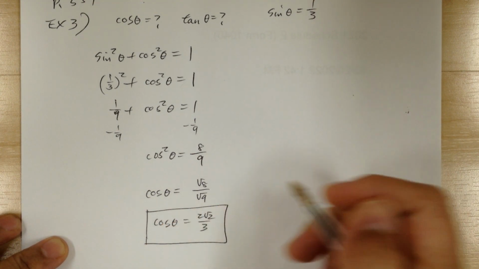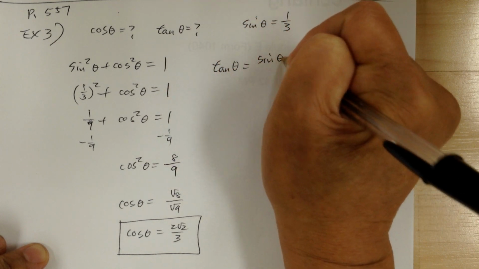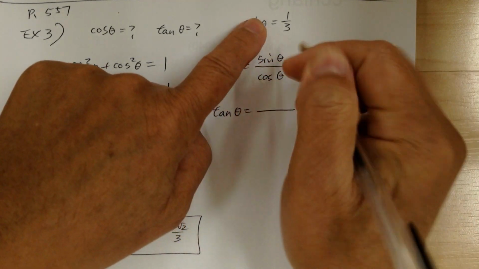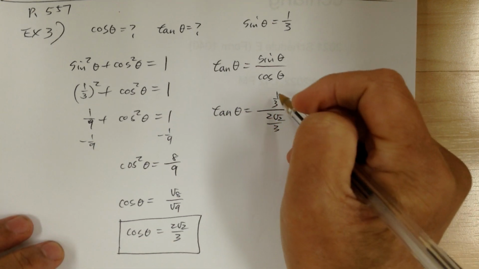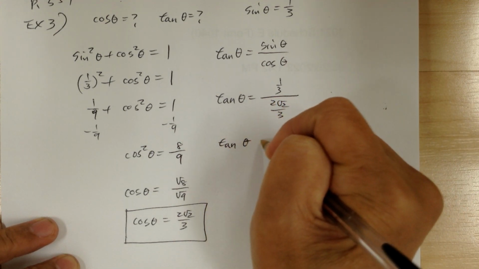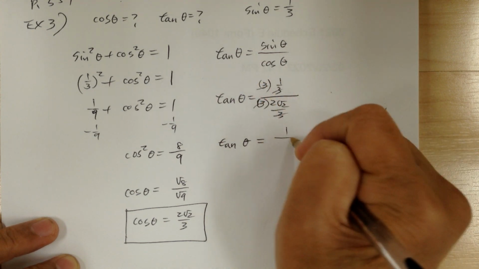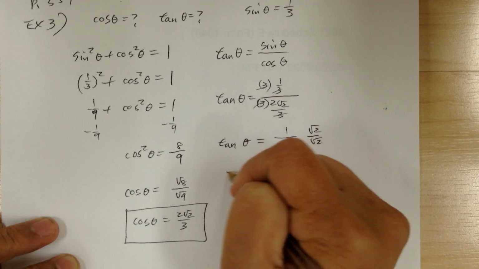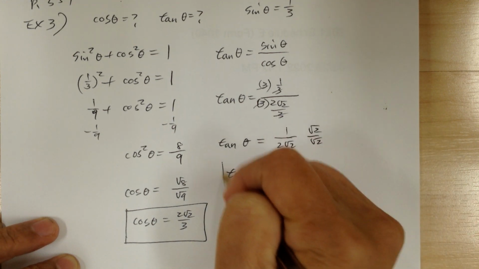So now to find tangent theta, remember tangent theta equal to sine theta over cosine theta, right? So tangent theta equal to 1 over 3 over 2 square root of 2 over 3. Now to simplify a complex fraction, you just multiply by the common denominator so that this will cancel out. So you got 1 over 2 square root of 2. And to simplify that, you need to multiply by square root of 2 over square root of 2. So tangent theta equal to square root of 2 over 4.